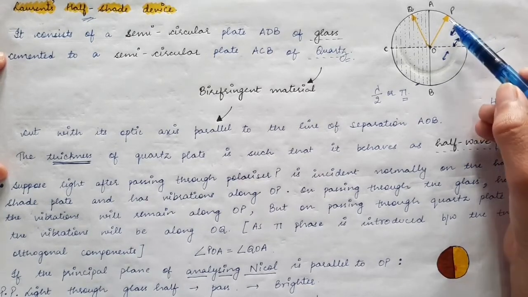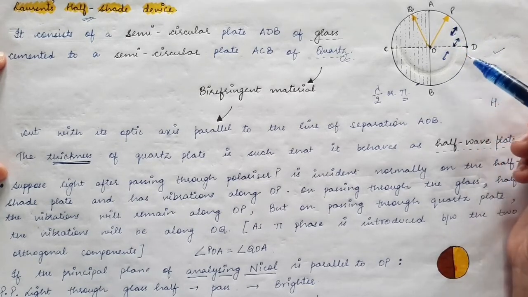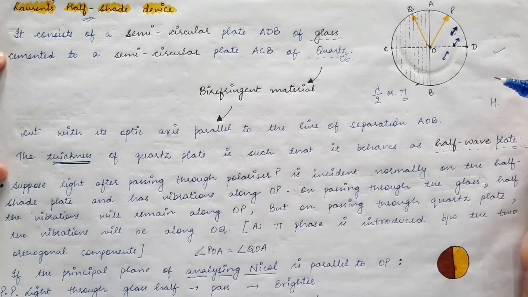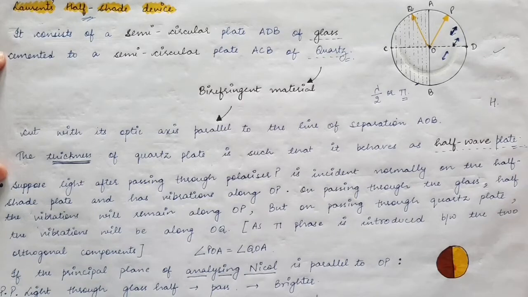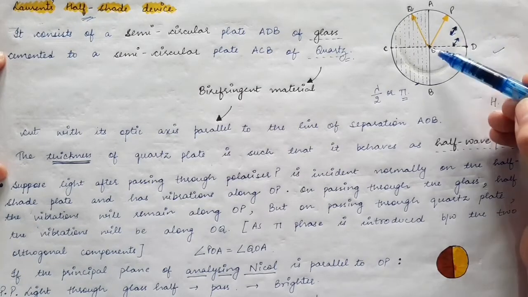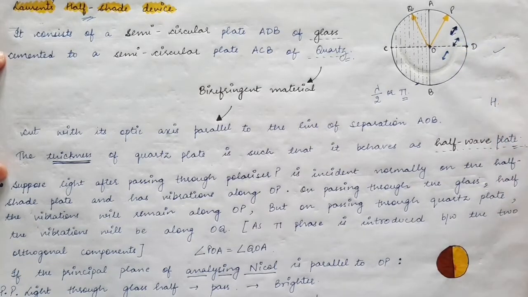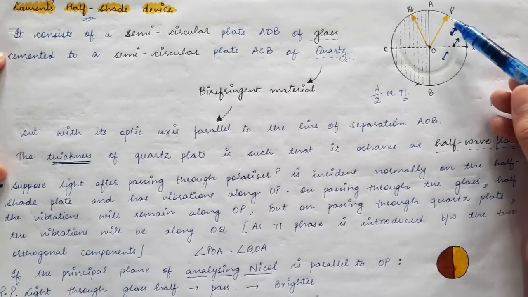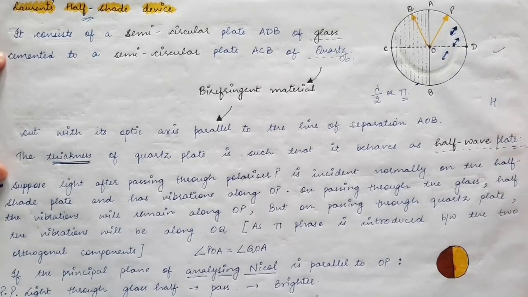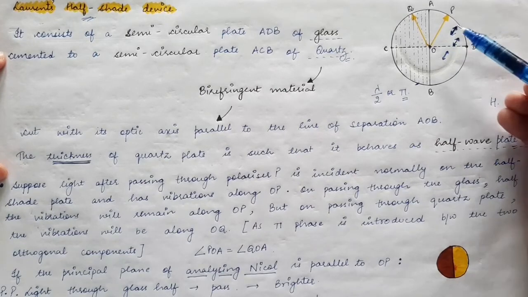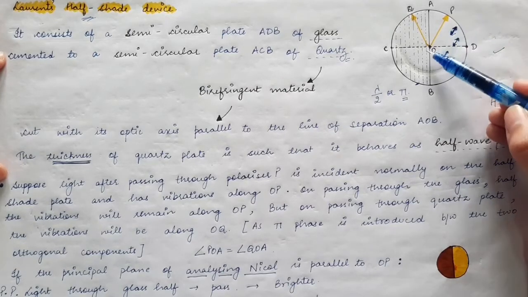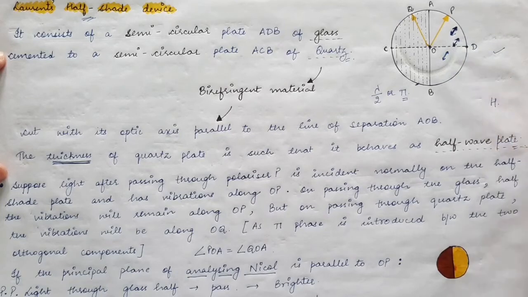The light which is falling on the glass plate will come out as it is, because glass is not a birefringent material and hence no phase difference will be introduced. So the vibration of the electric field will remain as it is. The light coming out of this half portion of the half shade device will have its vibrations of electric field in this direction only, in its original direction.